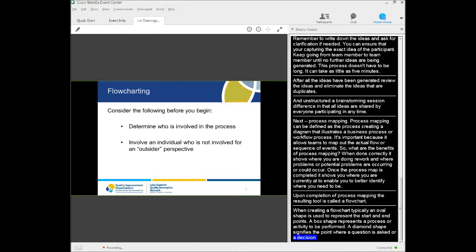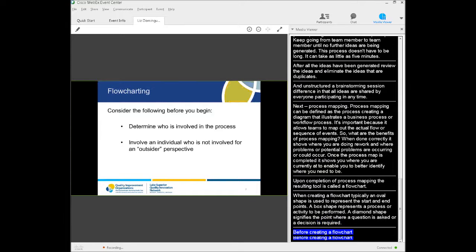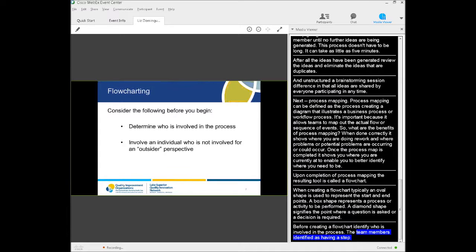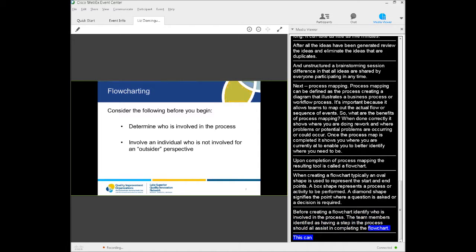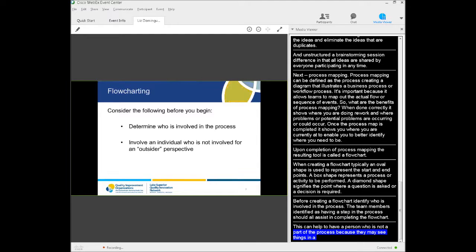Before creating a flowchart, identify who is involved in the process. The team members identified as having a step in the process should all assist in completing the flowchart. It can also sometimes help to have a person who isn't part of the process because they may see things in a different way and identify areas for improvement that the involved team members may not as easily see.